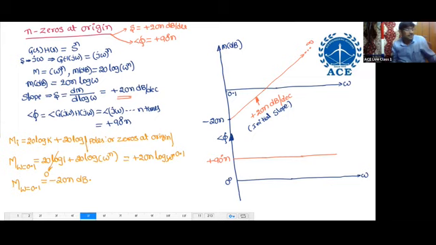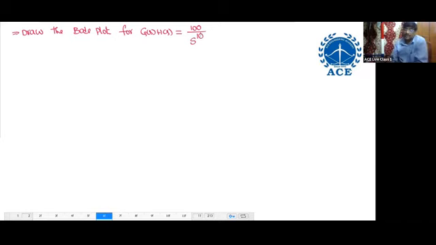Next, one problem is solved. Come on. Draw the Bode plot for G of s, H of s equal to 100 by s power 10. Come on, 100 by s power 10. Come on, solve it. Do it by yourself.